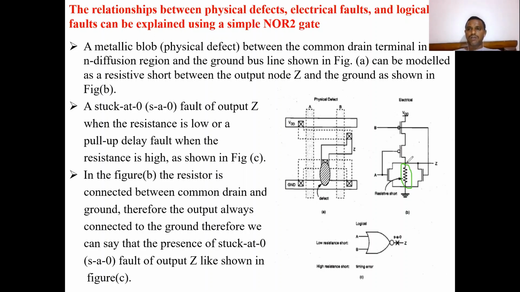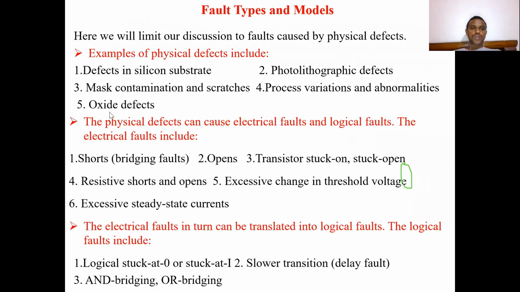That is the actual design we require, but at the same time that drain is shorted with what? This one, the ground. That is the problem we are getting due to these physical defects. Due to these physical defects, we have shorts. That is nothing but bridging faults.